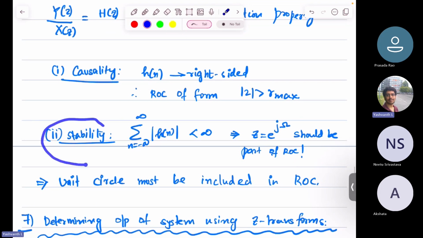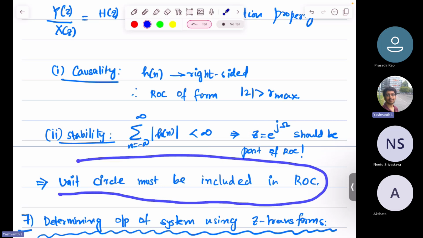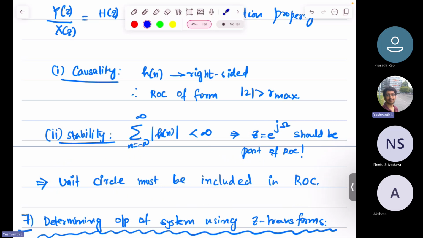Now, stability. What does it mean for a system to be stable? That means its impulse response must be absolutely summable. The professor had proved in class that it means the ROC of the system function should include e power j omega. That is, the unit circle must be included in the ROC. So if the ROC contains the unit circle, the system whose system function you are evaluating is going to be stable, specifically BIBO stable.